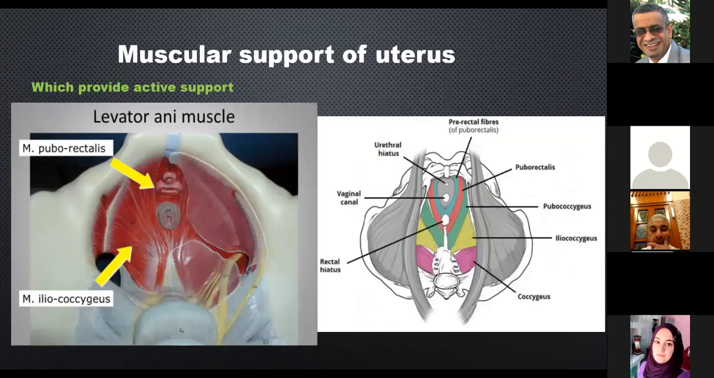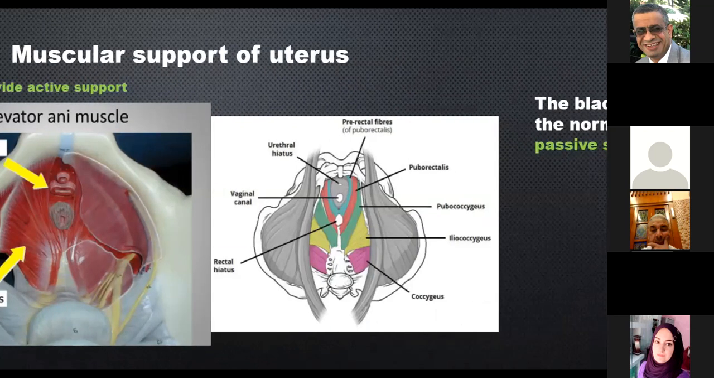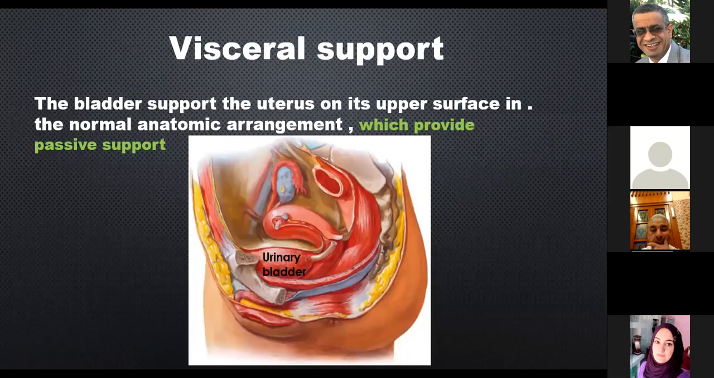Regarding the muscular support of the uterus, it consists of the levator ani muscle, which has three muscles: puborectalis, iliococcygeus, and pubococcygeus. The iliococcygeus and pubococcygeus muscles together act as active support to the uterus. As for the visceral support, the bladder supports the uterus on its upper surface in the normal anatomical arrangement, which provides passive support.